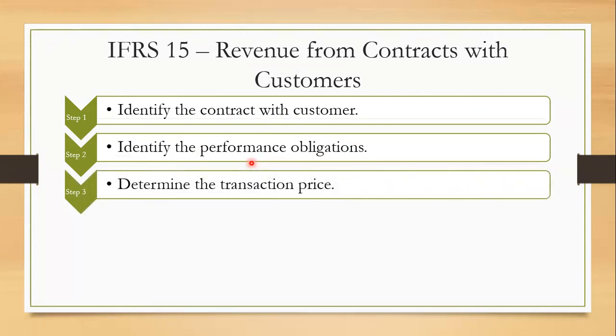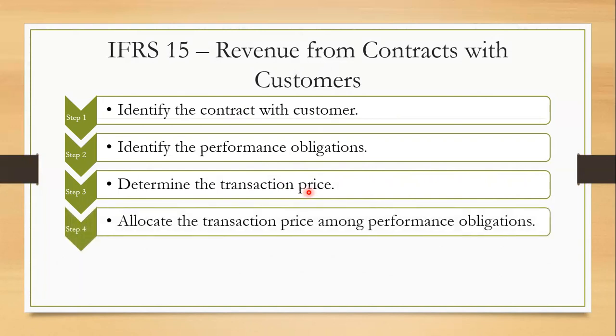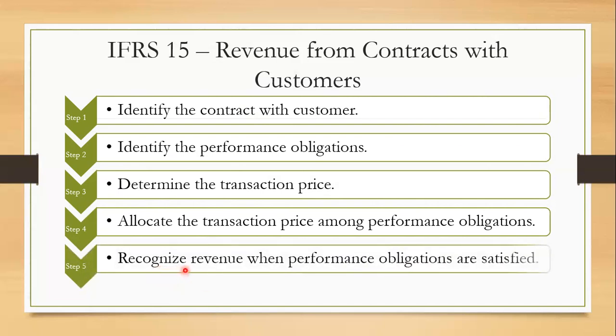Under the third step, it's necessary to determine the transaction price. Here, transaction price is the price that the seller is going to get in return for the performance obligation he is going to fulfill. Having determined the transaction price, we are moving to step number 4. Under step number 4, we need to allocate the transaction price among performance obligations. This is also a very important part of this five-step model, and we'll try to understand this part with some example as well. The final step is to recognize revenue when performance obligations are satisfied.